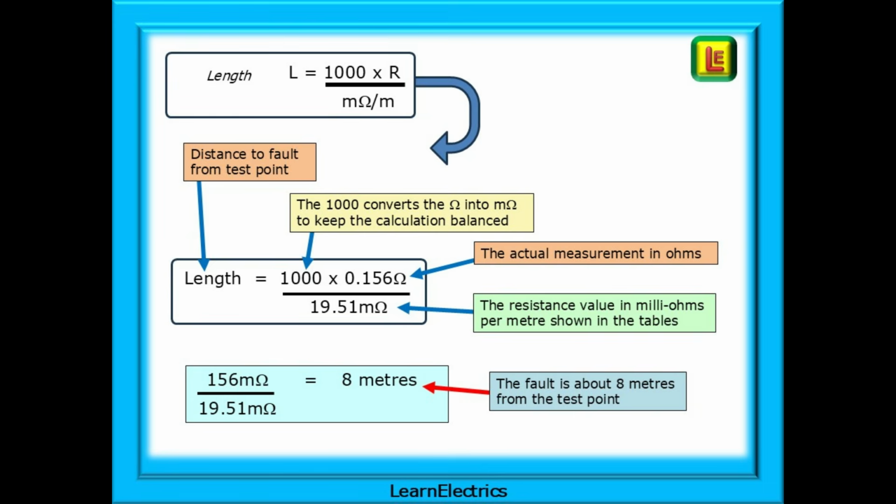In the blue box, we now have 156 milliohms divided by 19.51 milliohms, and our calculator tells us the answer when rounded up is 8 meters. The fault is about 8 meters of cable from the test point.